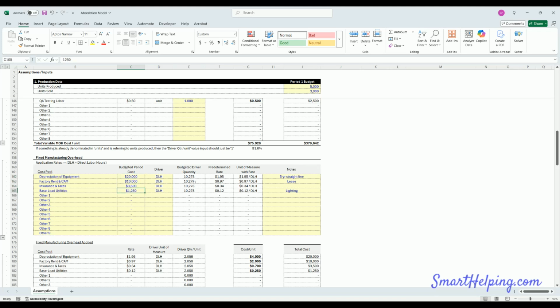So we divide, and you can see the calculation here. We're dividing the cost by however many direct labor hours happen. So this says essentially a dollar is costing you $1.95 per direct labor hour in this period for depreciation. It's costing you almost 97 cents for factory rent and so on.